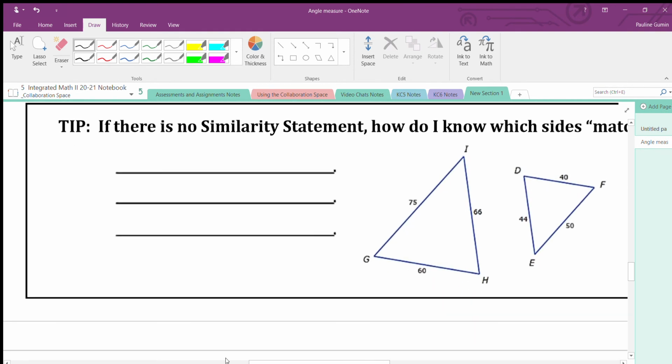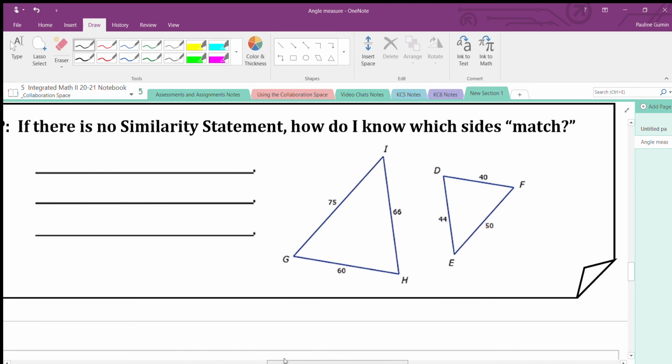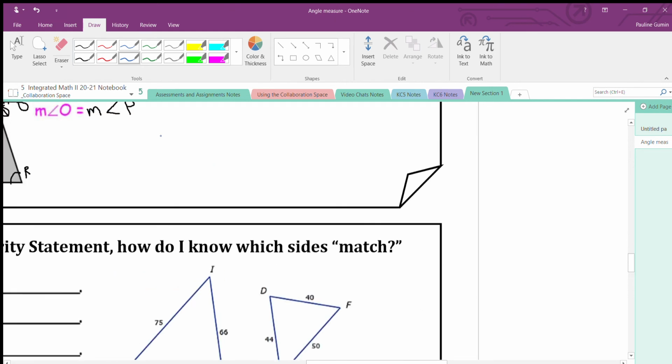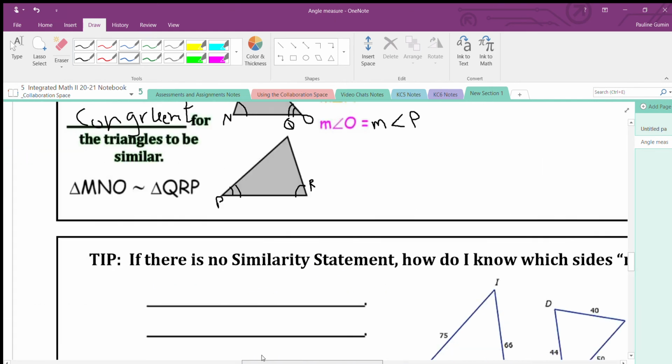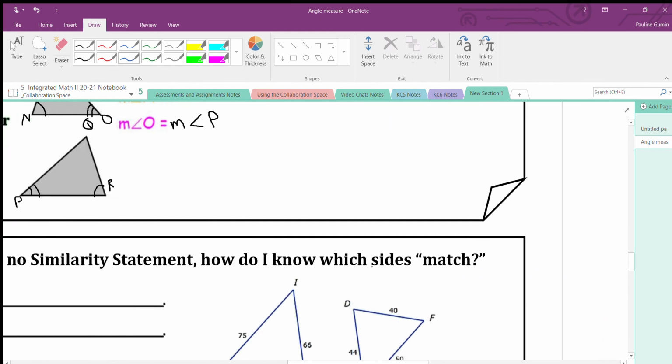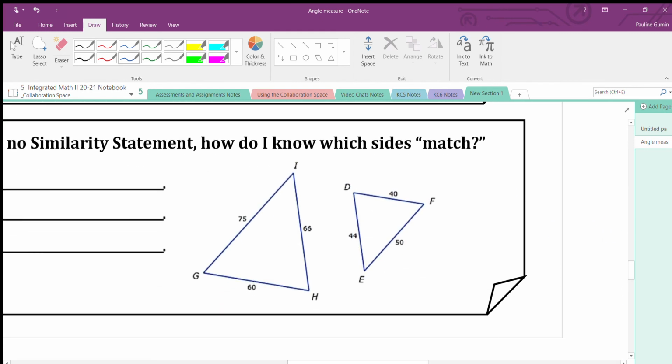If there's no similarity statement, you want to match the sides. This is how I like to match them. If we don't have a statement like this, this is how I match the sides, particularly. I look at the two smaller sides. Those will be proportional to each other. Then I look at the two largest sides. Those will be proportional to each other. And then, of course, I'm just left over with the medium size.